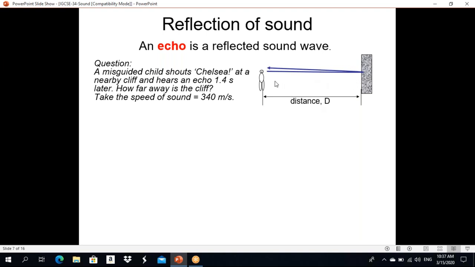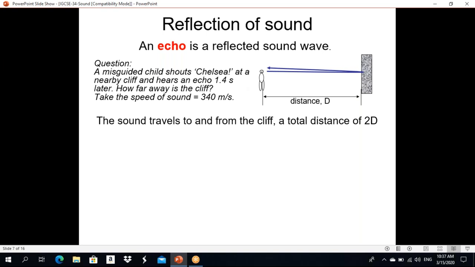Distance is D, but sound is going and coming back. So pause the video and try to solve it. I will explain its solution. The sound travels to and from the cliff, a total distance 2D, because it's going and coming back. Then speed equals distance divided by time taken.